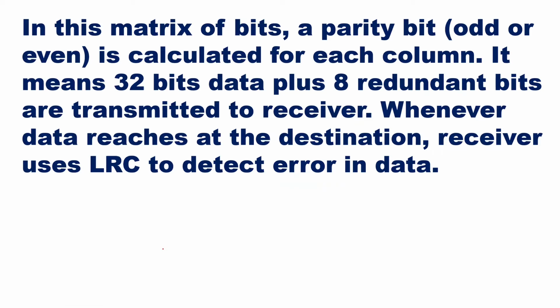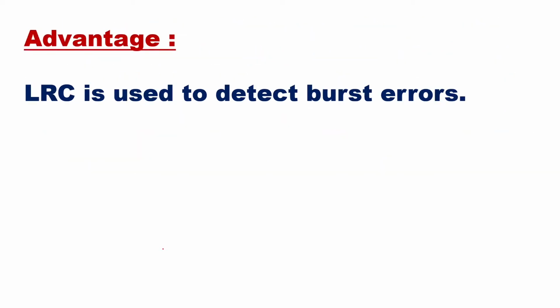So in this matrix of bits, a parity bit, odd or even, is calculated for each column. It means 32 bits of data plus 8 redundant bits are transmitted to the receiver. Whenever data reaches the destination, the receiver uses LRC to detect the error in data. Then what is the advantage of the LRC method? It is used to detect burst errors. So if the errors are not single-bit errors, if there is a set of data which is in error, then this method is very good to detect those types of burst errors.